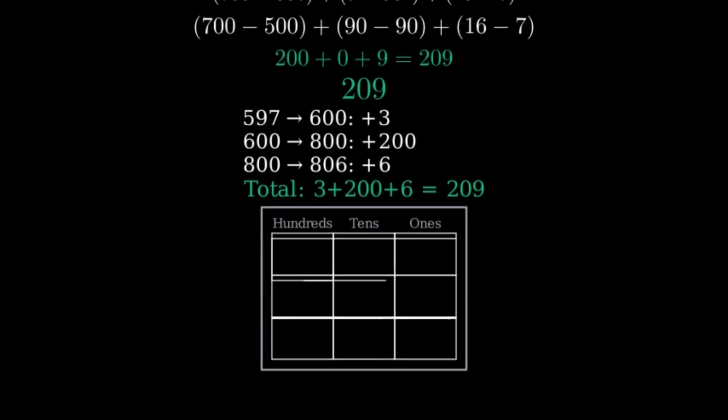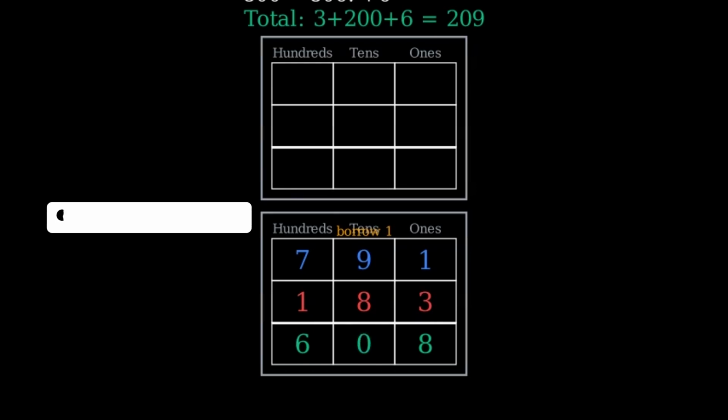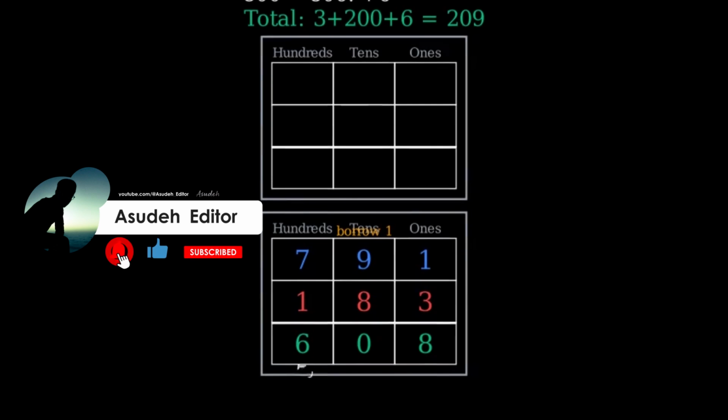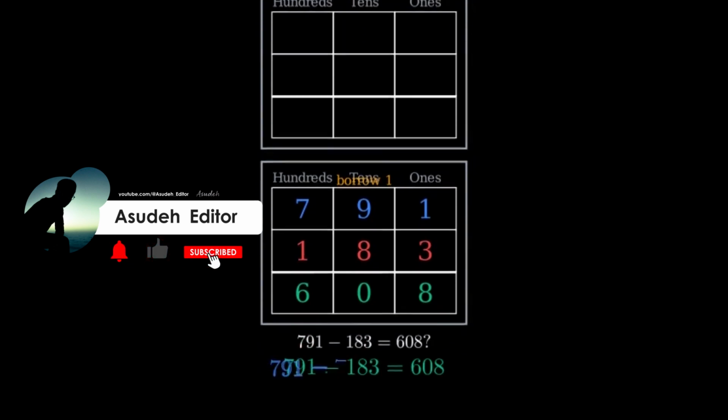Next, 791 minus 183. Column method. Ones. 1 minus 3. Borrow from tens to make 11 minus 3 equals 8. Tens. 9 became 8 after the borrow. 8 minus 8. Borrow from hundreds to make 17 minus 8 equals 9. Hundreds. 6 minus 1 equals 5. The difference is 508.